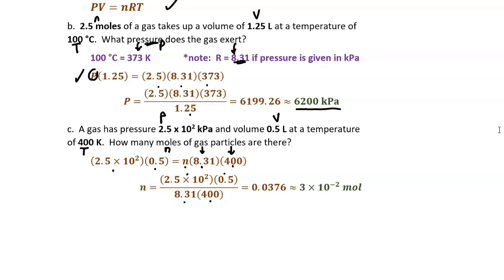The answer is 0.0376. You can leave it like that decimal, or if for some reason you want to give scientific notation, this is about 3 times 10 to the negative 2 power, and the label is moles.